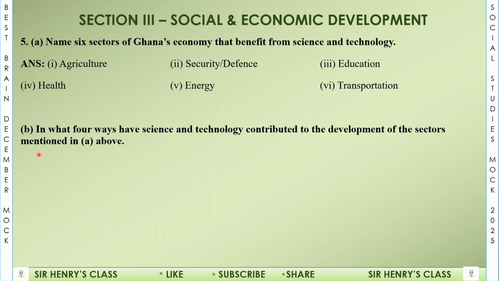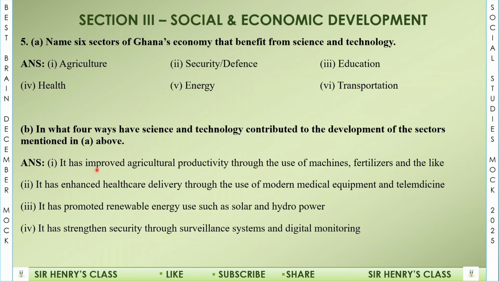So in 5b, it says in what 4 ways have science and technology contributed to the development of the sectors mentioned in A above. So in the 5a, you just list the sectors, but in 5b, that is where you give us example facts to back the points you've raised in 5a. So in 5b, 1, it has improved agricultural productivity through the use of machines, fertilizers, and the like.